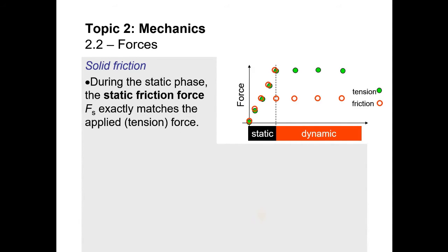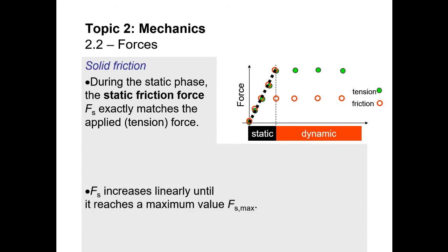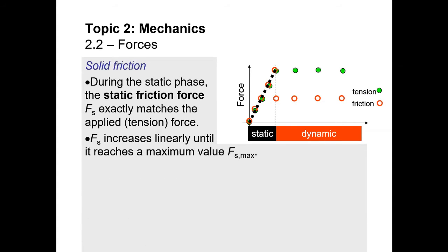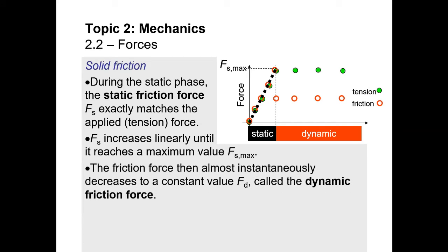During the static phase, the static friction force exactly matches the applied force. Static friction increases linearly until it reaches a maximum value of F static max. The friction force then almost instantaneously decreases to a constant value, called the dynamic friction force.